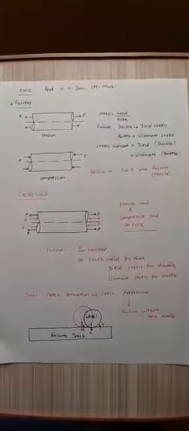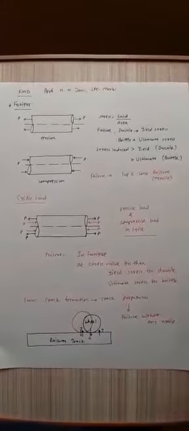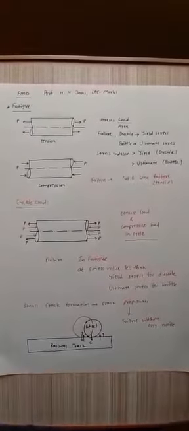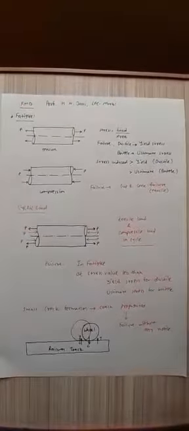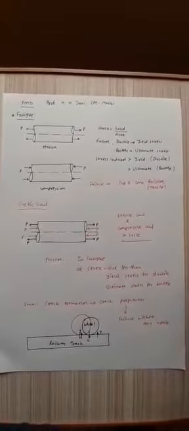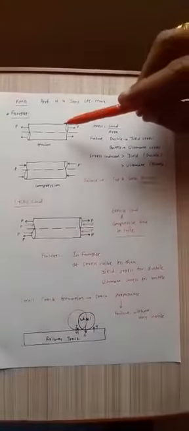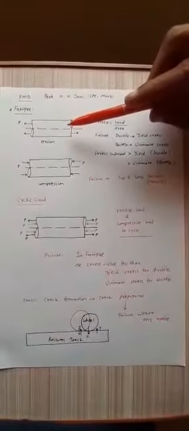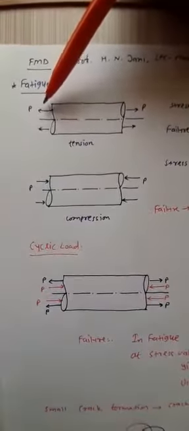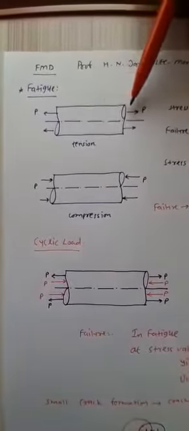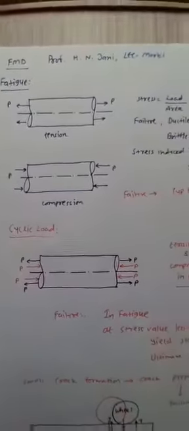Welcome. Let us continue with the next point in FMD, that is fatigue. To understand fatigue, a simple example is given over here. Suppose a cylindrical shaft is available which is subjected to only tensile load. So, on both the sides, tensile load is applied.